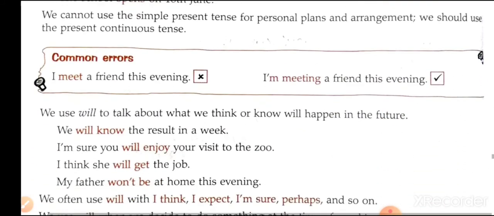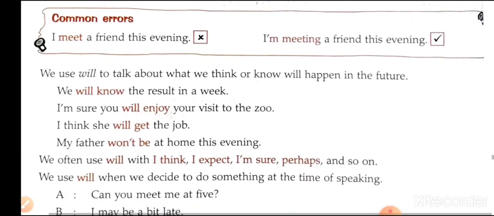Common error. I'm meeting a friend this evening. We use will to talk about what we think or know will happen in the future.